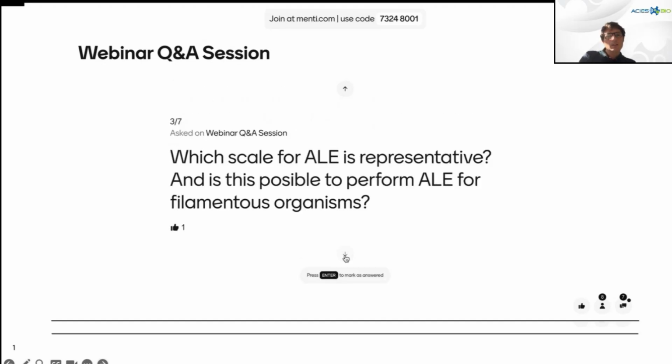Okay. Okay, which scale for ALE is representative, and is it possible to perform ALE for filamentous organisms?